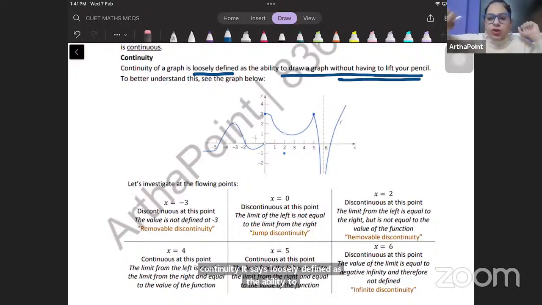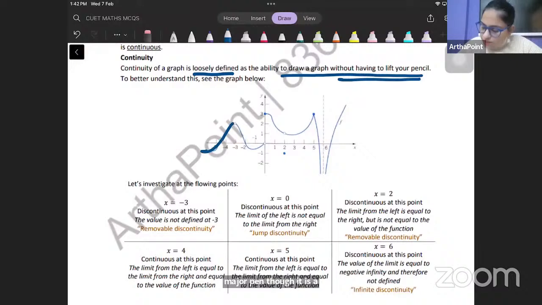अगर मुझे पेन ना उठाना पड़े, if I don't have to lift up my pen, then it's a continuous diagram. But if I have to lift, जैसे यहाँ, I plotted here, then I had to draw a dot, lift back and then draw. Then I had to again lift my pen, draw from here. I had to lift, draw. अगर ऐसा कुछ करना पड़े, wherever you have to lift your pen up, that is called a discontinuous diagram. उसको हम discontinuous diagram बोलते हैं.